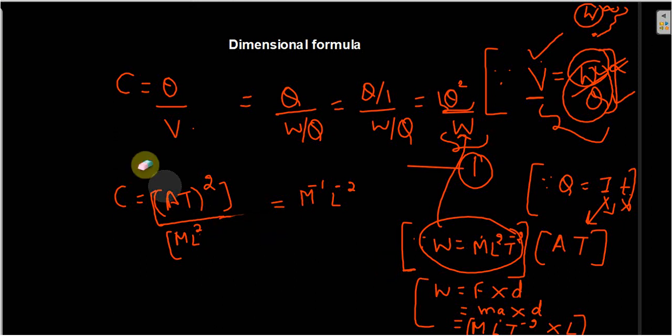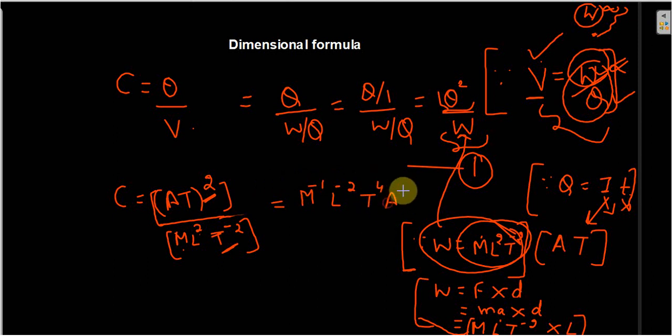We substitute the value M L square. Our W is M L square T minus 2 from here. So M minus 1, L square is minus 2, and this term will go in numerator, that is T raised to power 4 and A square. So this is the dimension formula for capacitor.